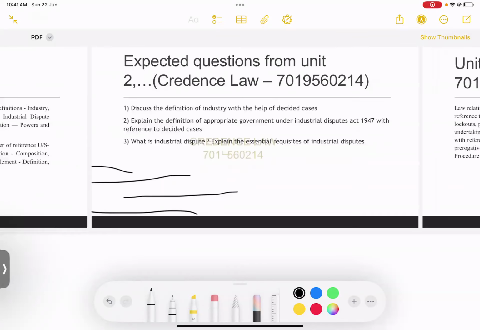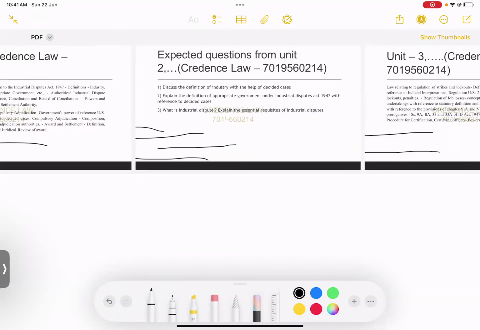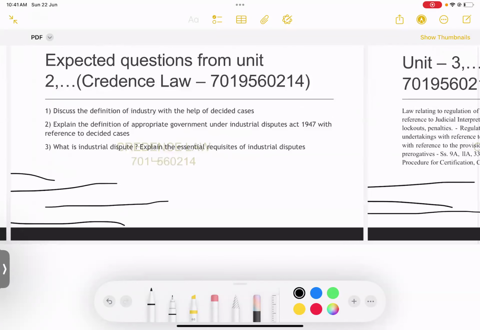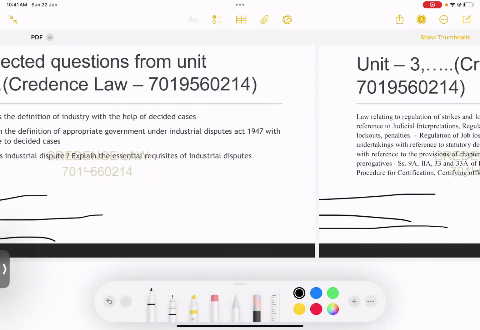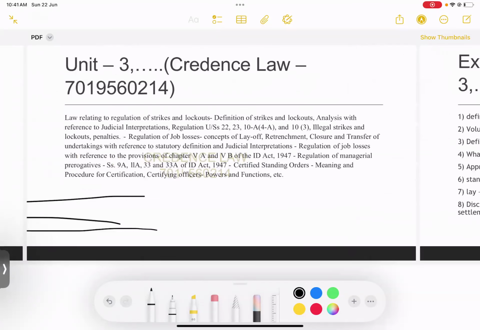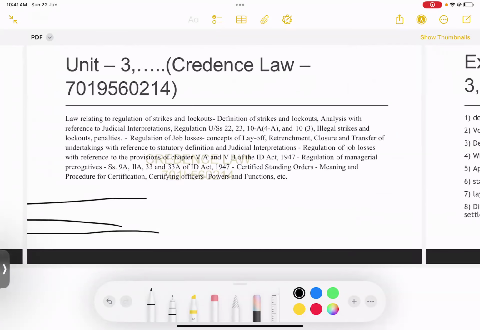Here unit 3 is a continuation of unit 2, that is, industrial dispute. Unit 3 deals with the concepts of strike, lockout, layoff, and retrenchment. Now the question is, what is a strike? And when is a strike considered to be illegal?